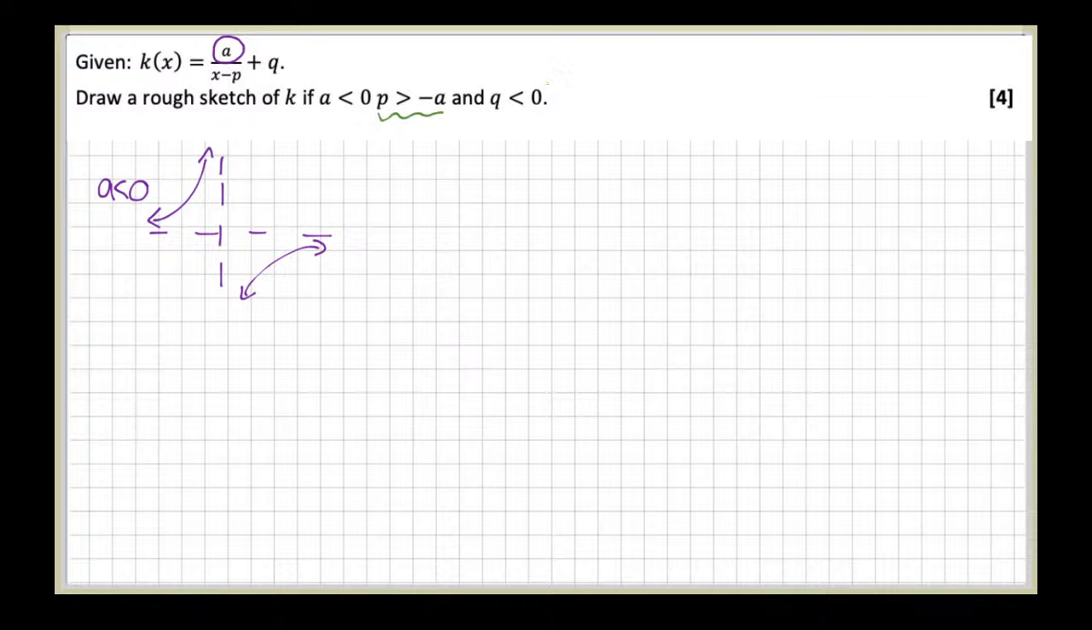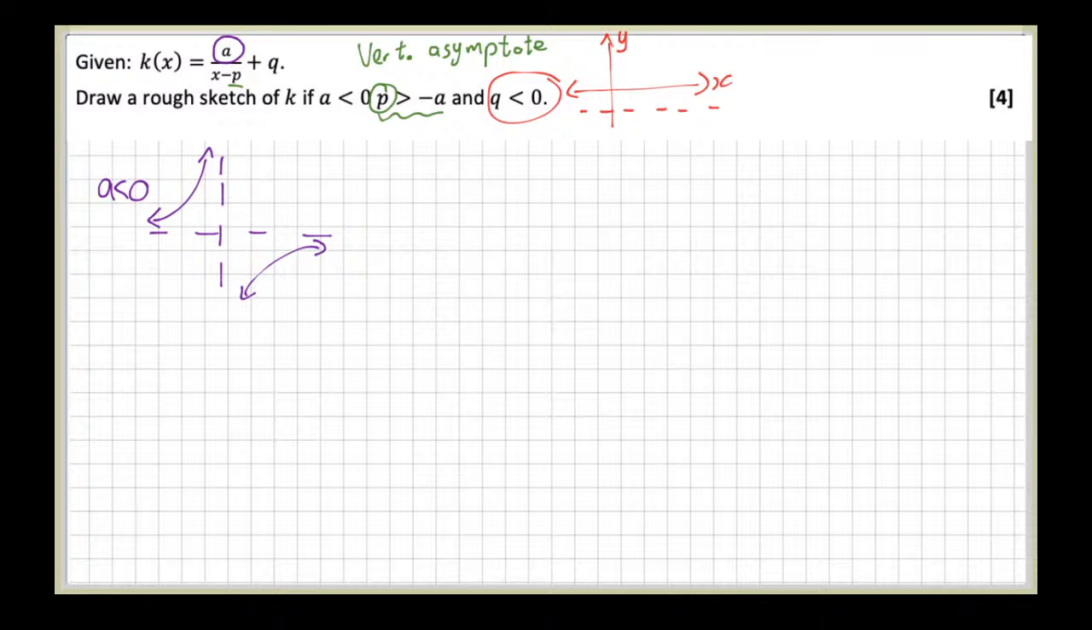Q, let me do it in a different color. Not purple, but red. If Q is smaller than 0, I know if there's my X and my Y, my y-intercept is going to lie like that. Now I've got to ask myself, what is P all about? If I look at this equation, P is the vertical asymptote. So in other words, it will determine where my graph has a vertical asymptote.